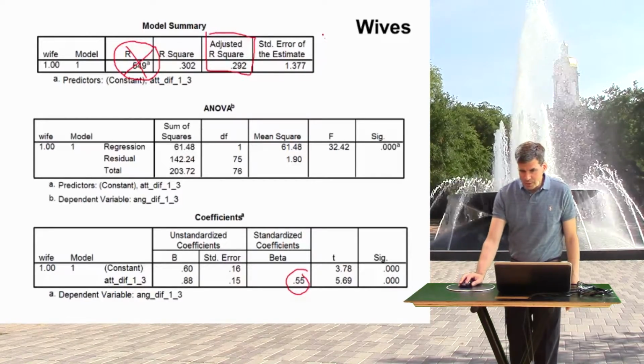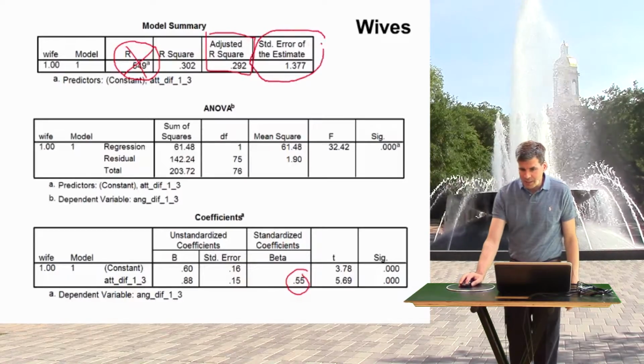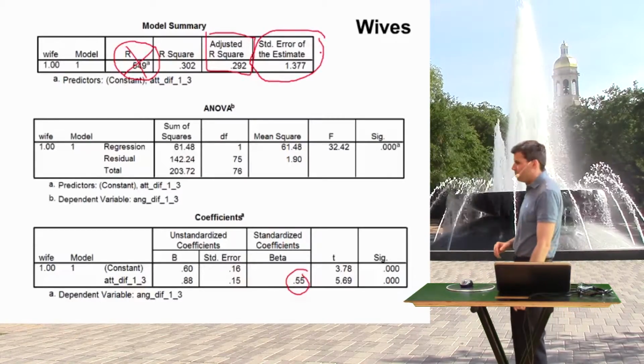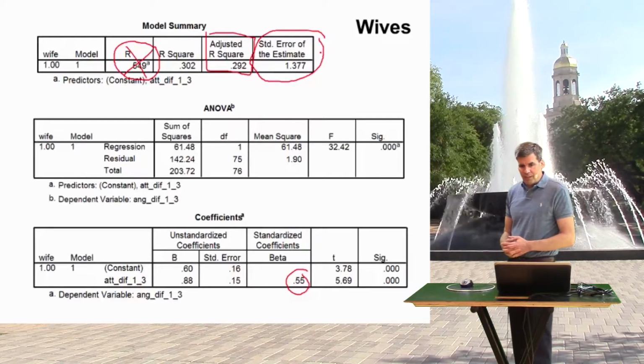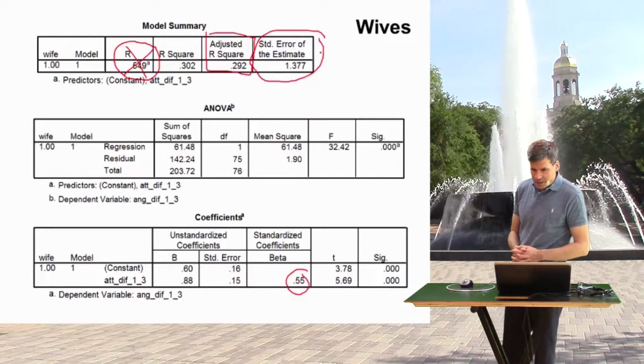And importantly, we do need this. This is our standard error of the estimate. That tells us how far people's observed scores typically deviate from their predicted values. And that's the standard error of estimate.